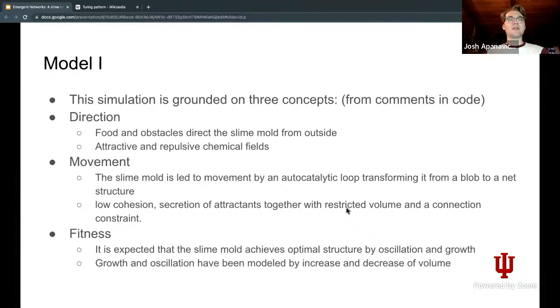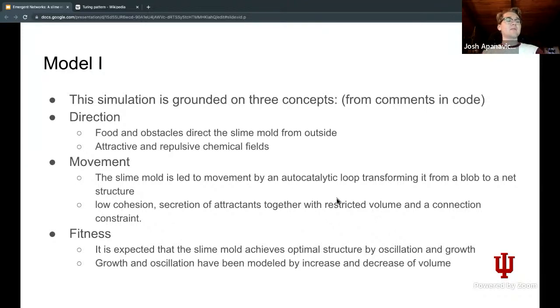The simulation is grounded in 3 concepts: direction, movement, and fitness. So you give the slime mold an environment, place it anywhere you want, and then you also place food and obstacles or repellents. So you have to define attractive and repulsive chemical fields. As far as the movement goes, the movement is driven by an autocatalytic loop. And this autocatalytic loop makes sure that it goes from a blob to an actual tubular structure.